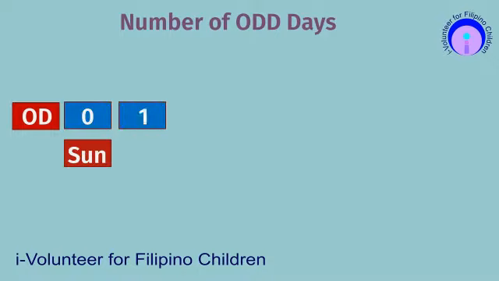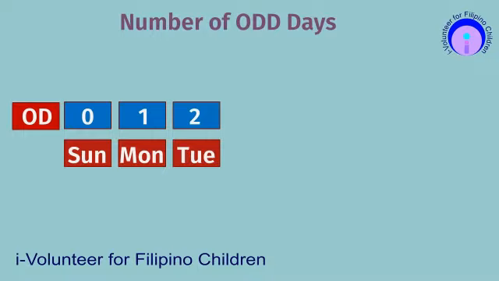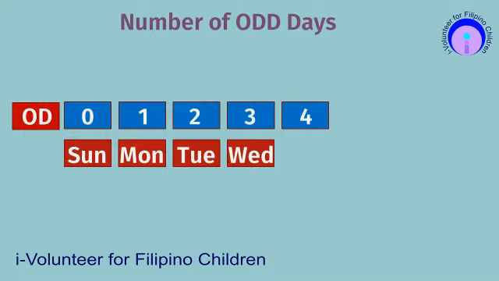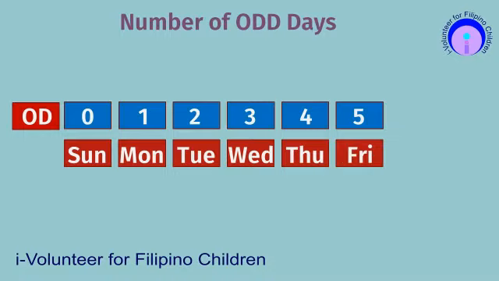Odd day 0 refers to Sunday. 1 for Monday. 2 for Tuesday. 3 for Wednesday. How about 4? This is for Thursday. 5 for Friday. And the last one, 6 for Saturday.